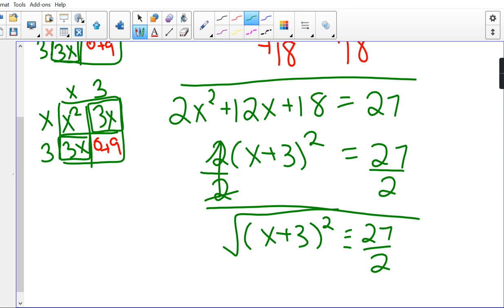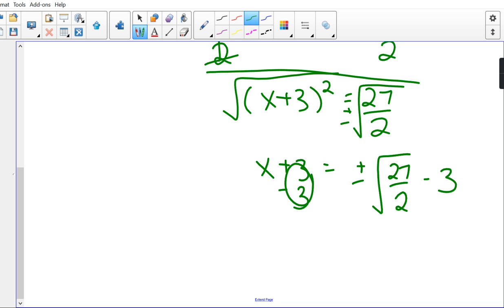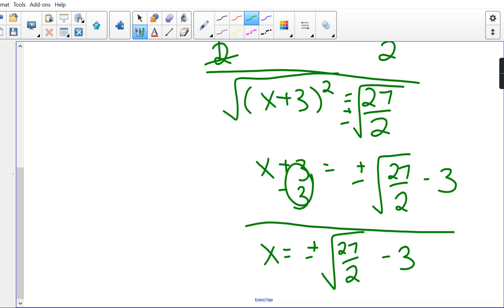I could take the square root. I want to take positive and negative root. And now I have x plus 3 equals positive negative root of 27 over 2. And lastly, I'll subtract 3 from each side. And now I have x equals positive and negative root of 27 halves minus 3.